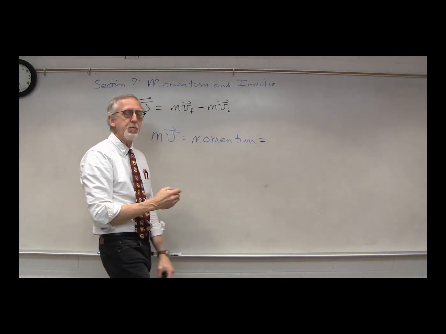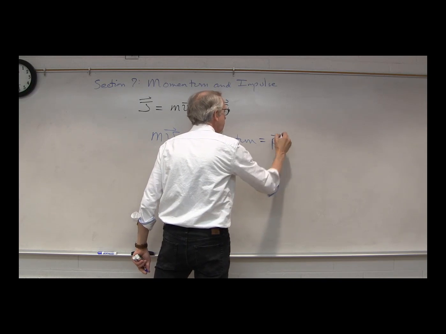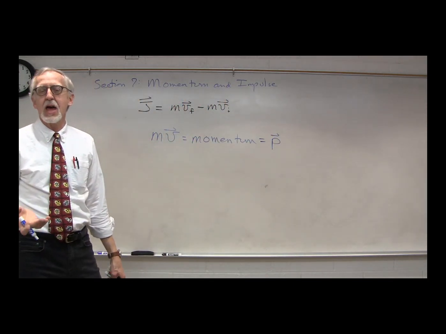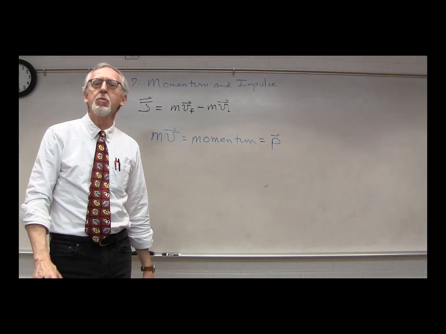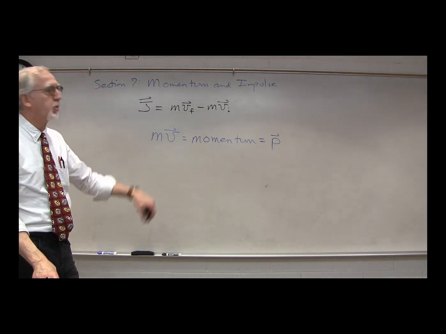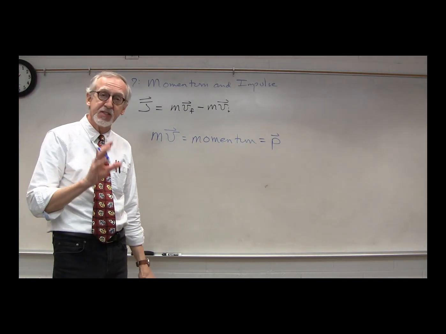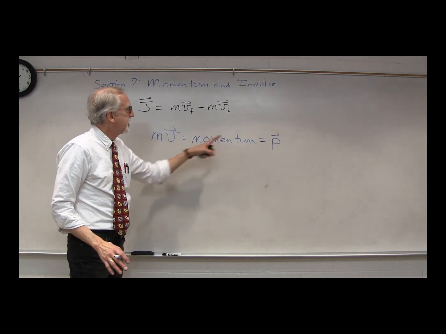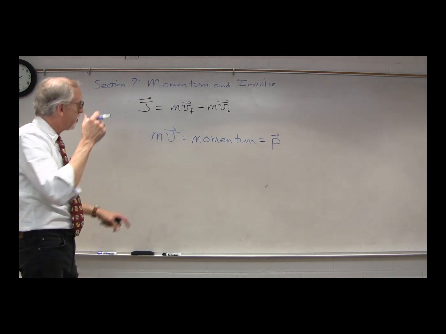And the symbol we use for momentum is the letter P. Sometimes it's a capital P if we want to talk about a total momentum or something like that, or a lowercase p if we're talking about just the momentum of a single object. So this is the momentum of the object.